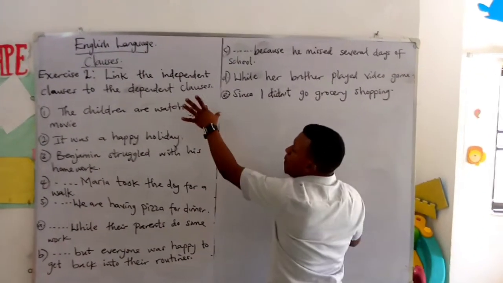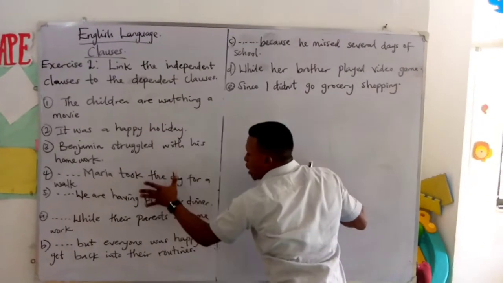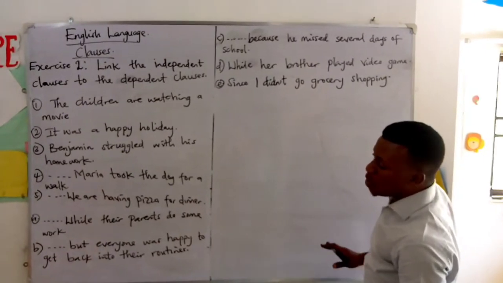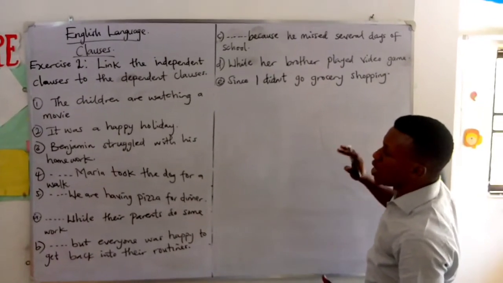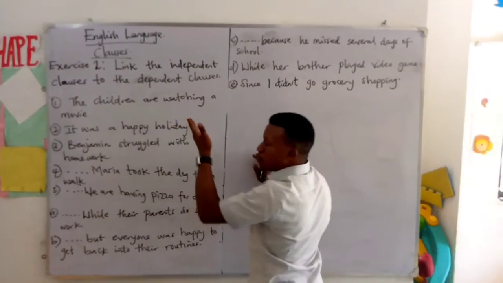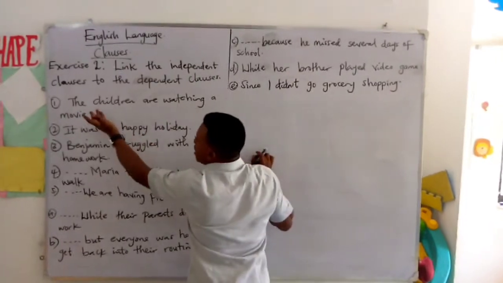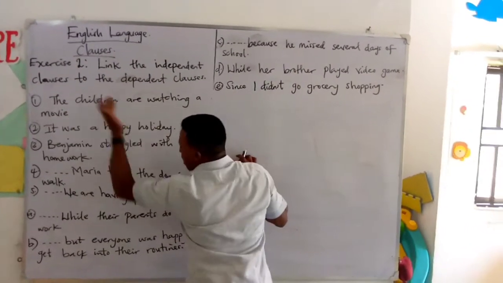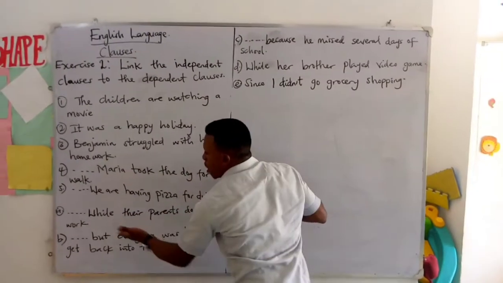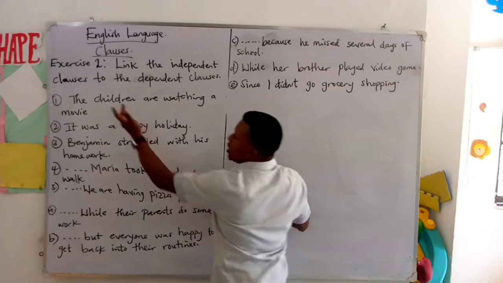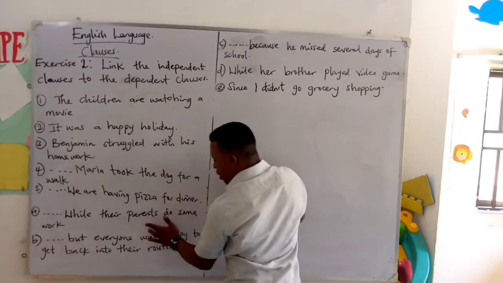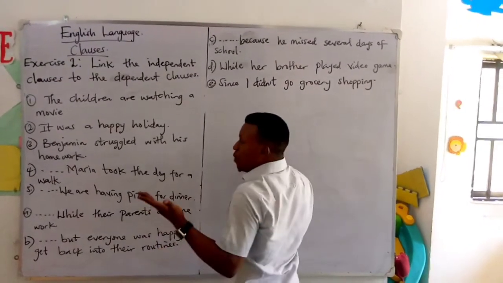Now we are asked to match, to link our independent clauses to our dependent clauses. So in here, it's going to be very easy because I've made it in such a way that we pick letter A to match number 1. So now, if number 1 is the children are watching a movie, letter A says, while their parents do some work. So now we can say, the children are watching a movie while their parents do some work. Can you see how easy it is?